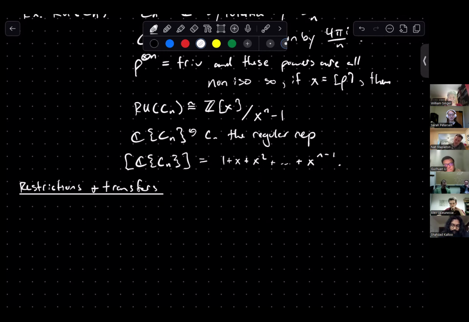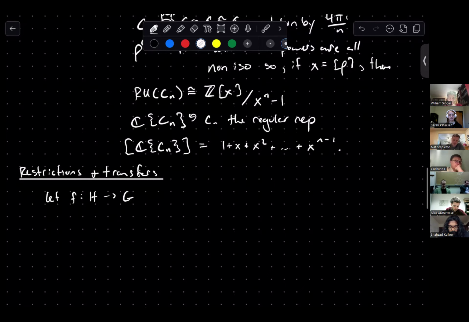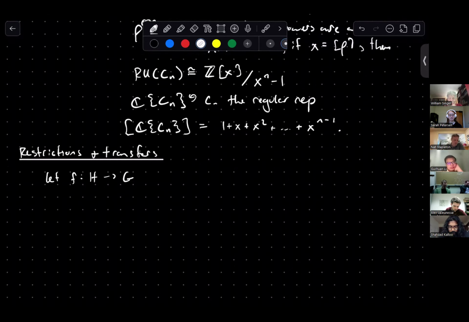So let's assume that I have some group homomorphism F from H to G. And it does not need to be injective. It's just an arbitrary group homomorphism. Then the restriction along F is a map from the representation ring of G to the representation ring of H. And this is a ring map.